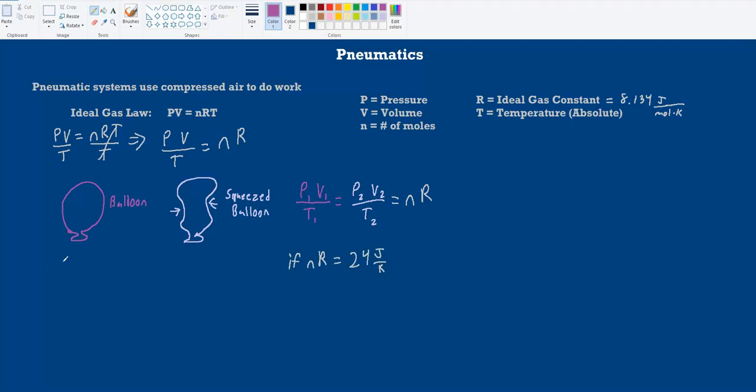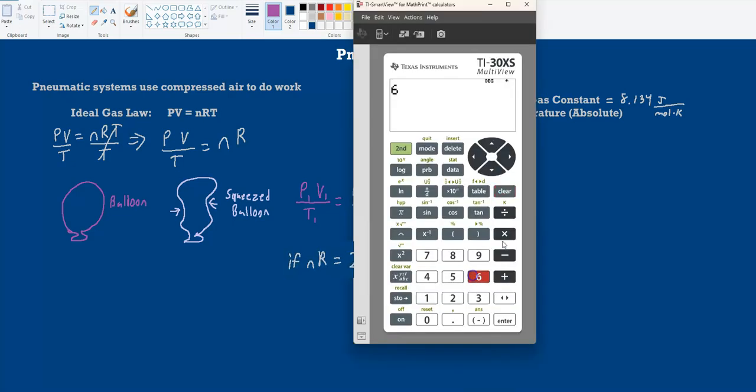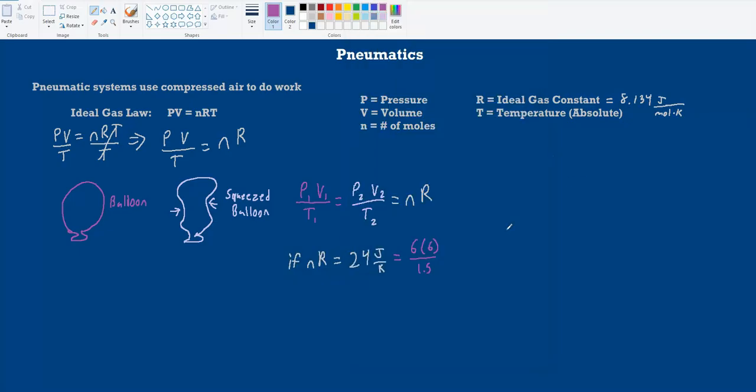Well, in our first system, if we say that our pressure is 6, just 6 psi, but again, let's just avoid units for now. So our pressure is 6, and let's say our volume is 6. Well, then our temperature would have to be 1.5. And it's pretty unrealistic to get an absolute temperature of 1.5 in a balloon, but this is just an example, so let's just go with it. And I get 1.5 because 6 times 6 is 36, divided by 1.5 would give me an n times R of 24. But in the second system, we increased the pressure.